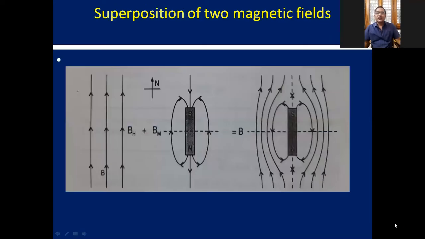Okay, so this is the superposition of two magnetic poles. Here we are keeping the south pole towards the geographical north pole.